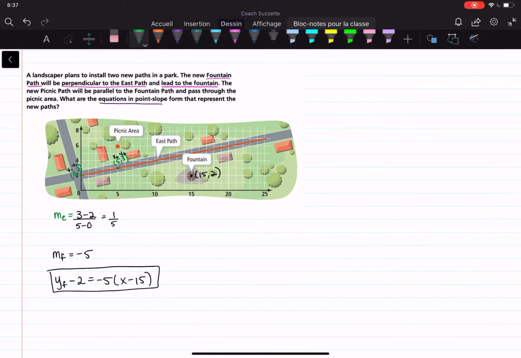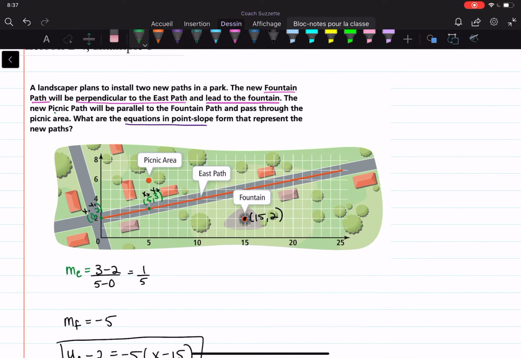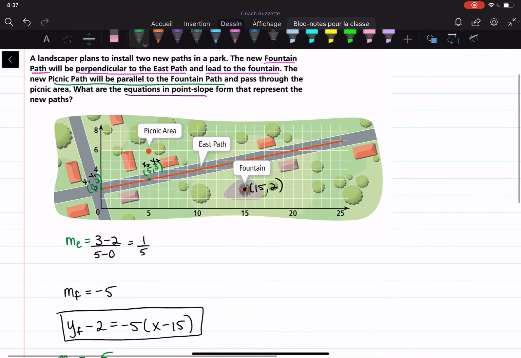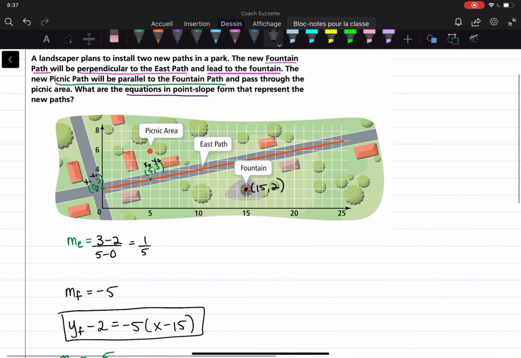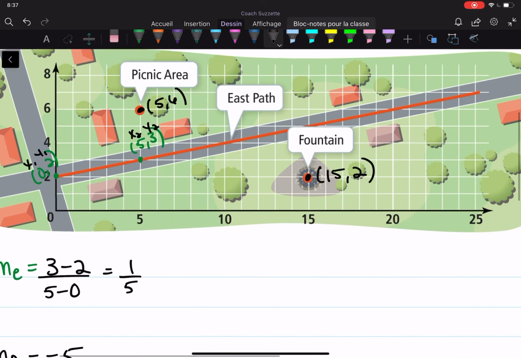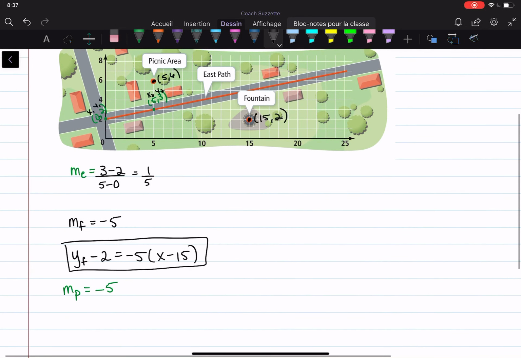Okay, so the picnic path will be parallel to the fountain path, which means it needs to have the same slope as the fountain path. So the slope for the picnic path needs to be -5 also. It also has to pass through the picnic area, so it needs to go through this point here, which is at (5, 6). Okay, we can write that in point slope form, the equation.